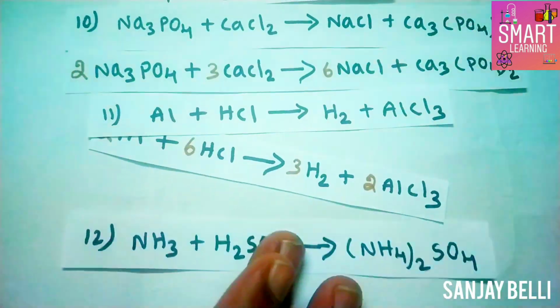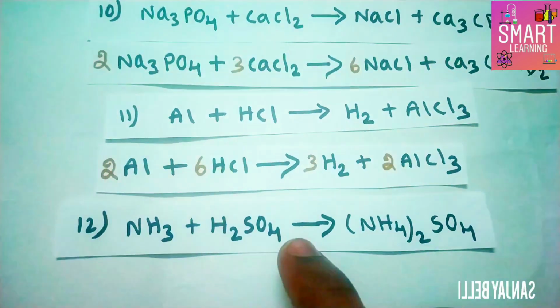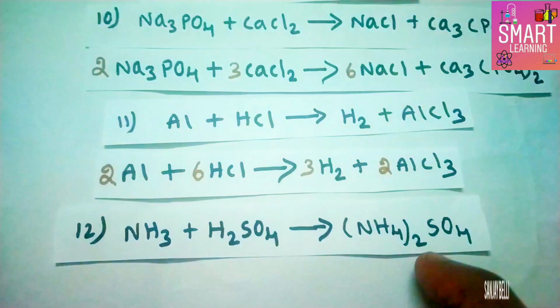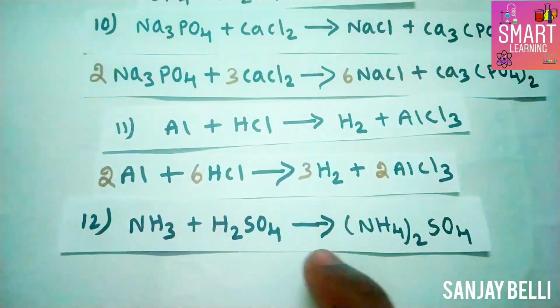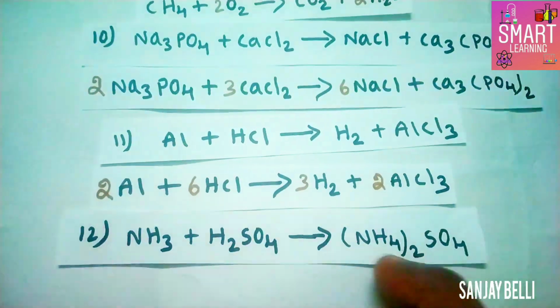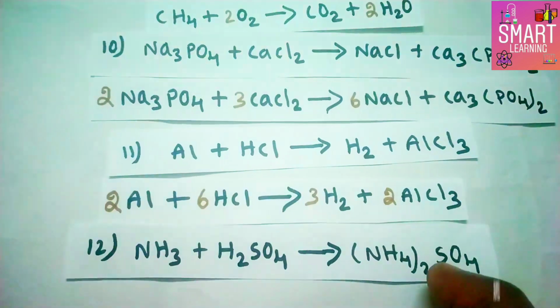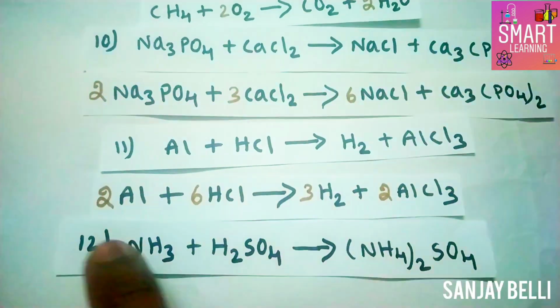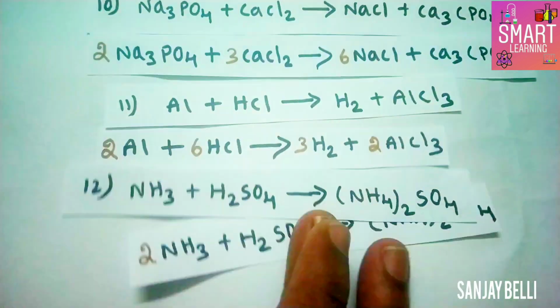Next you can see the 12th question. NH3 plus H2SO4 gives rise to (NH4)2SO4. It looks like a somewhat bigger question, but it will be very small. Here you can see (NH4)2, that means 2 nitrogen it was there, but here only 1, so obviously we have to keep here 2. Okay, once you keep here 2, everything will get balanced.